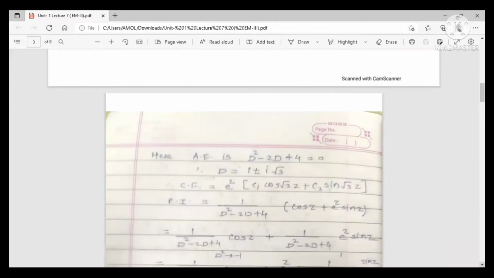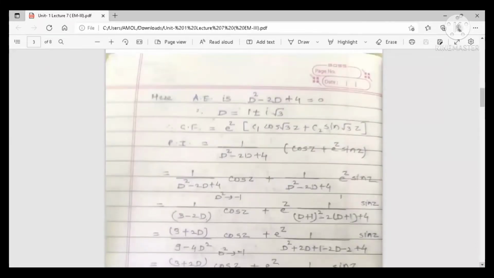These are complex roots. There are two roots, and they are complex roots. Alpha is 1 and beta is root 3. So the complementary function is e raised to z in bracket c1 cos root 3z plus c2 sin root 3z. So this is the complementary function here, using the rule of complementary function, when the roots are complex, how to write the complementary function for those complex roots. Using that formula rule, we have written here the complementary function.